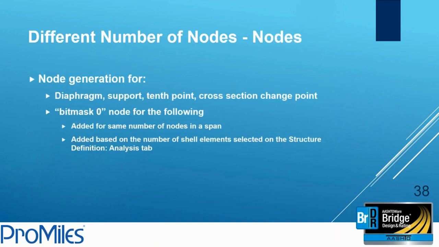So like I mentioned before, the node generations are for diaphragm, support, tenth point, and cross section change points. Then you'll see something called a bit mask 0 for node presence reasoning, which is generally added to maintain the same number of nodes in the span, or because of the target aspect ratio you have defined in the superstructure definition window under the analysis tab.